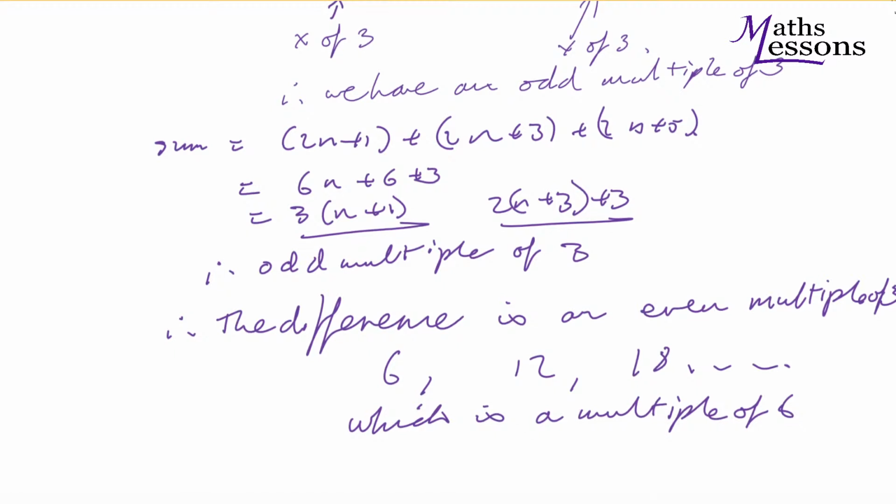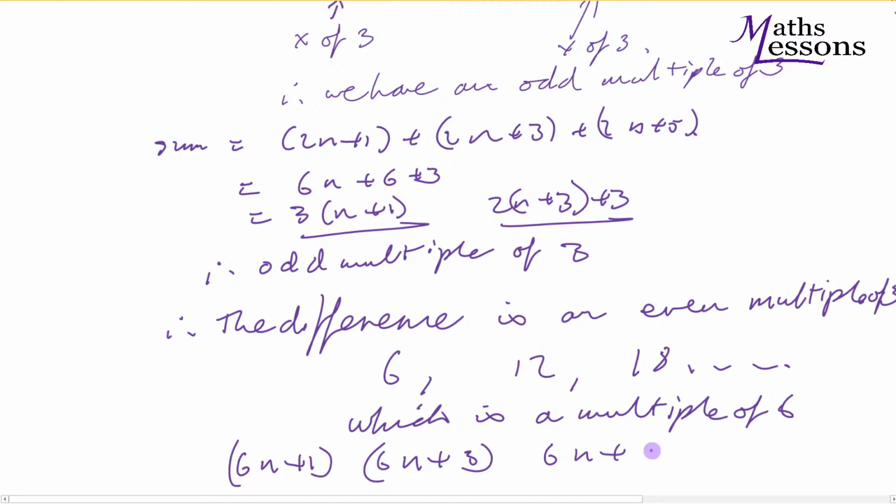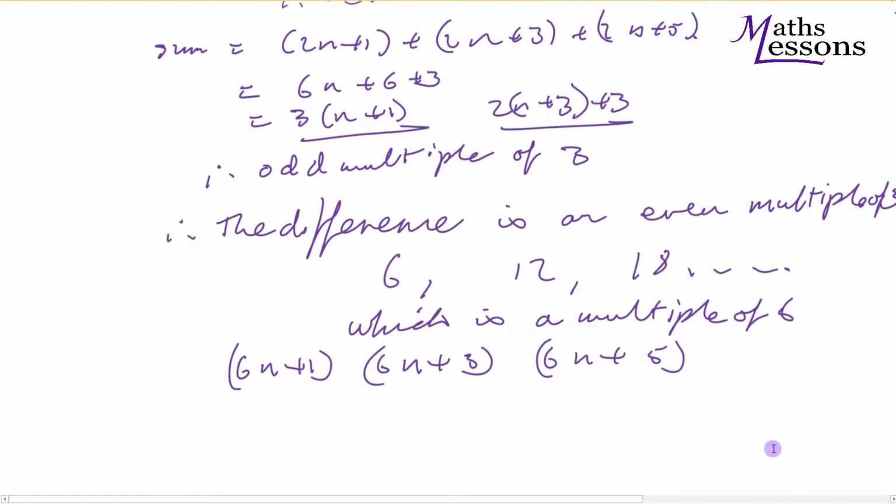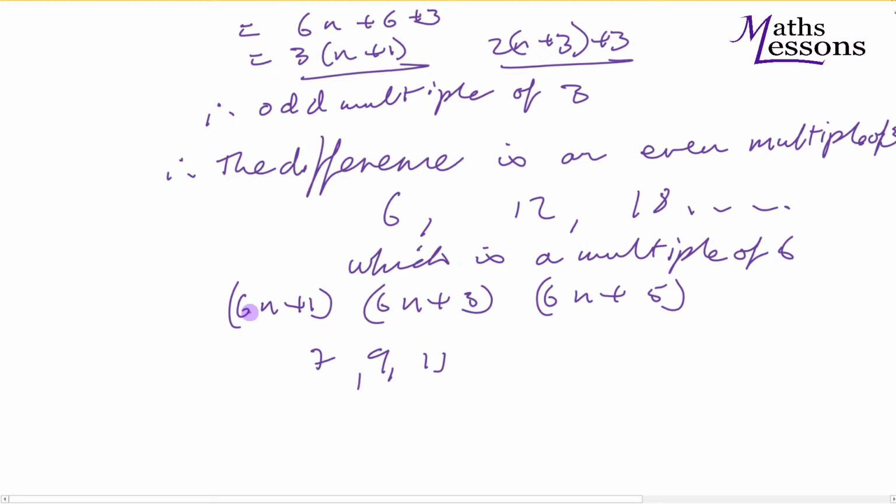Now, some students of mine wanted to ask what would happen if you did 6n plus 1, 6n plus 3, and 6n plus 5, because these are quite clearly consecutive odd numbers. The only problem is in the 6n bit. So if n is 1, you've got 7, 9, and 11. And then you go to n is 2, you get 12 plus 1, 13, 15, 17.